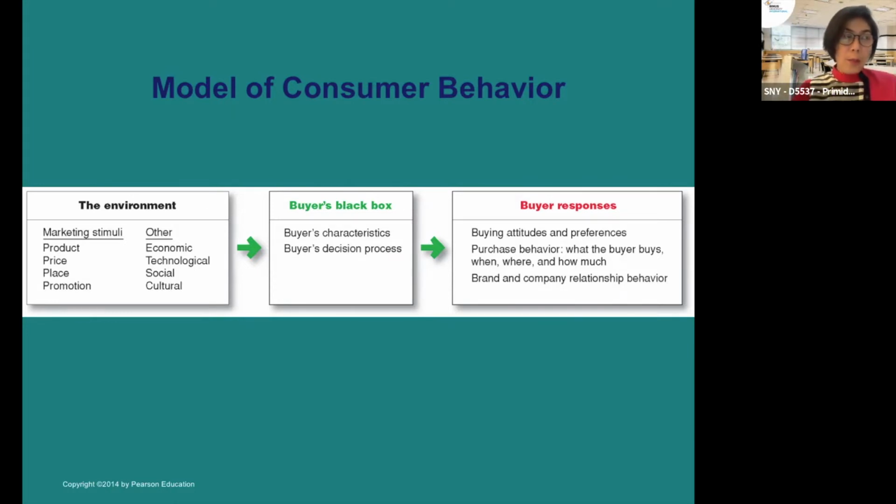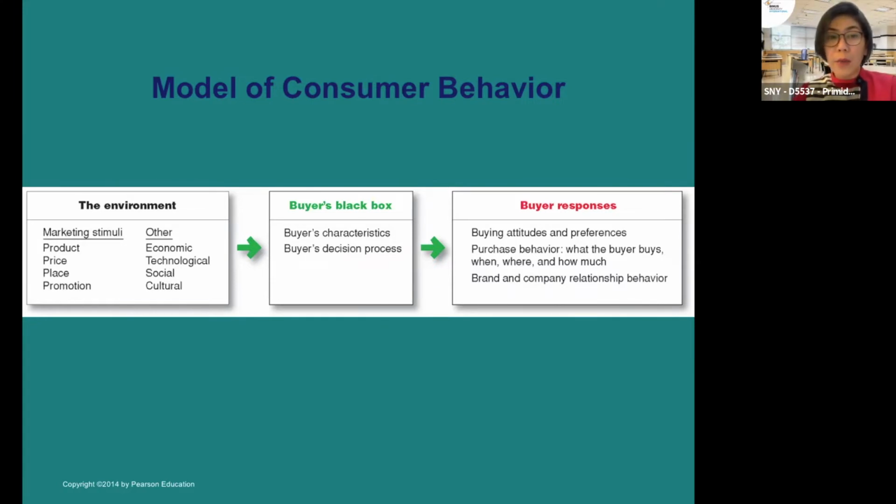You saw a product in a store, you saw an ad in your Instagram feed. You saw a price shown in a price tag of a product. Everything that I said earlier about the marketing stimuli is considered as a stimuli.